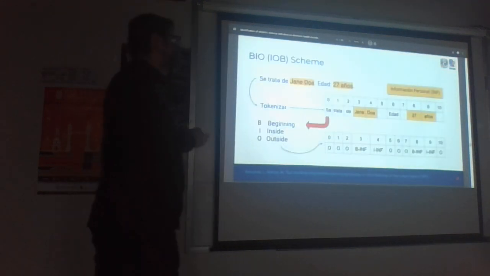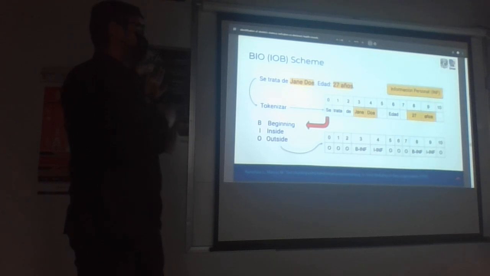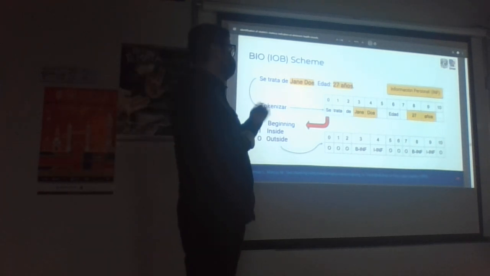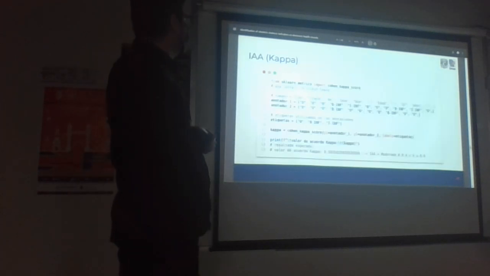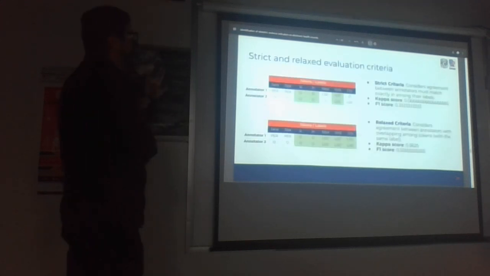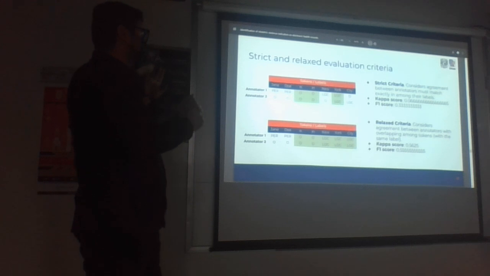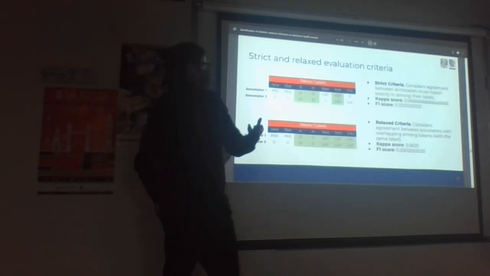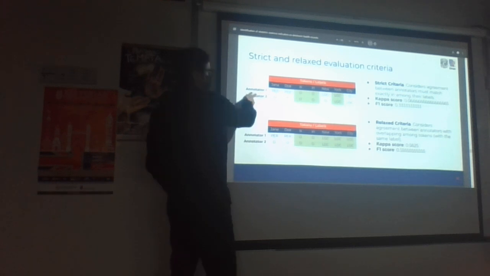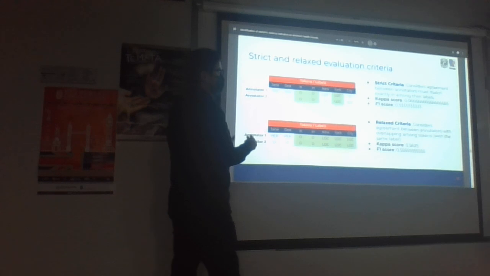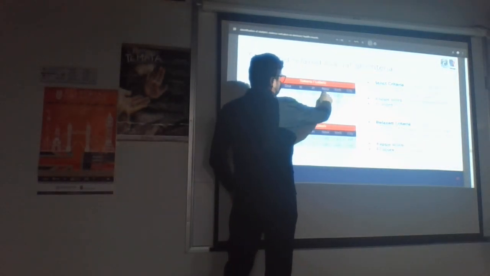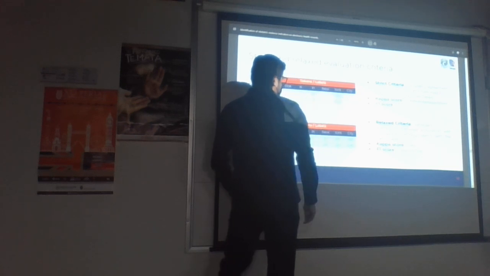This is the IOB scale to make the evaluation. Maybe you don't know. Next, please. We use 2 evaluation criteria: strict and relaxed. Strict is when the tokens are exactly the same as the annotator's, and relaxed is when they are overlapping. In this case, this is the overlapping, so we take these tokens for the evaluation.